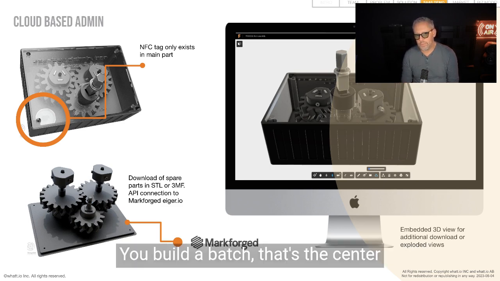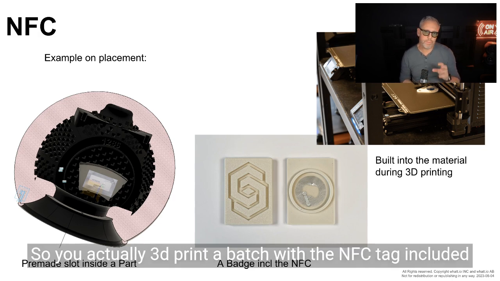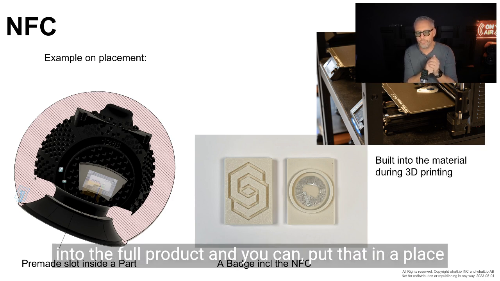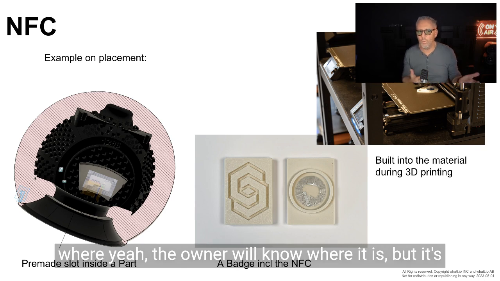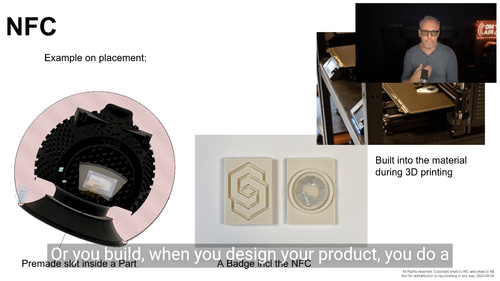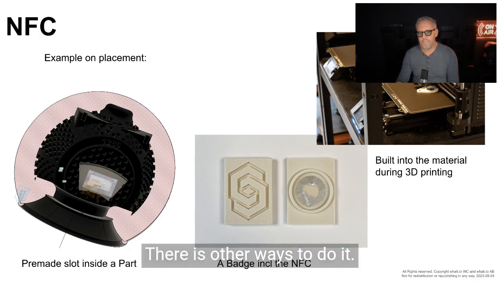Here is one way of doing it. You build a badge, that's the center one, because it's going on furniture. So you 3D print a badge with the NFC tag included, and then you glue that in, or snap that into the full product. You can put that in a place where the owner will know where it is, but it's basically hidden inside a foot or behind some material. Or when you design your product, you build a pre-made slot where it's put into the product itself. There are other ways to do it.